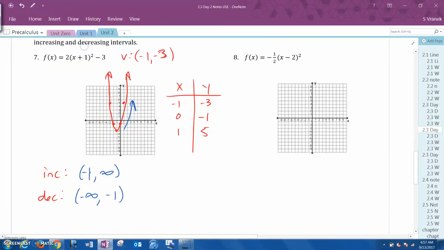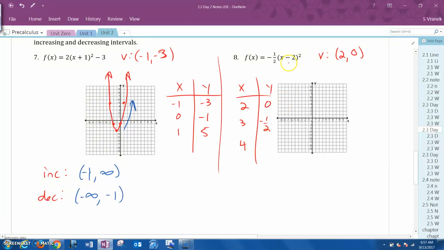All right, next we have to find the vertex for this. It looks like it moves 2 right and then it doesn't move up or down, so the vertex is 2, 0. So if I do an XY chart for this one, I'm going to start when x is 2 and then I'll do 3 and 4 as well, and y will be 0. When I put 3 in, I get negative 1/2. And when I put 4 in, 4 minus 2 is 2, squared is 4. Half of 4 is negative 2.